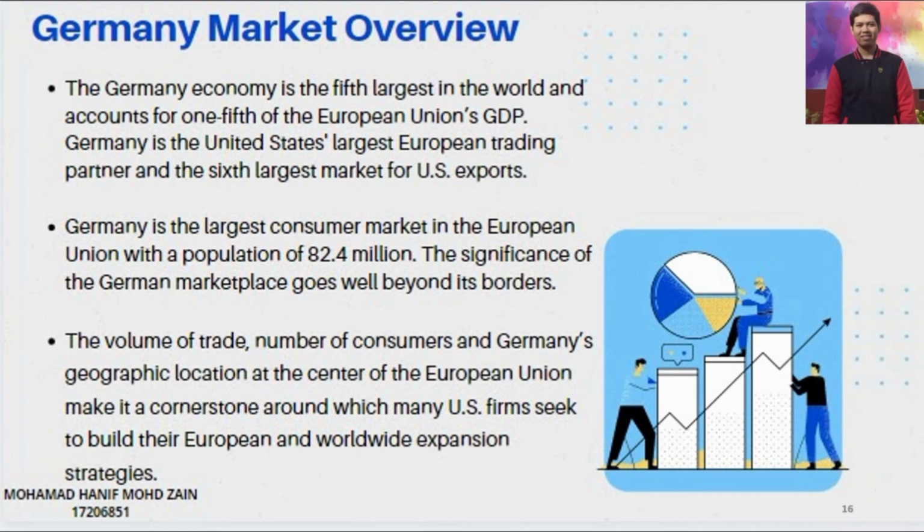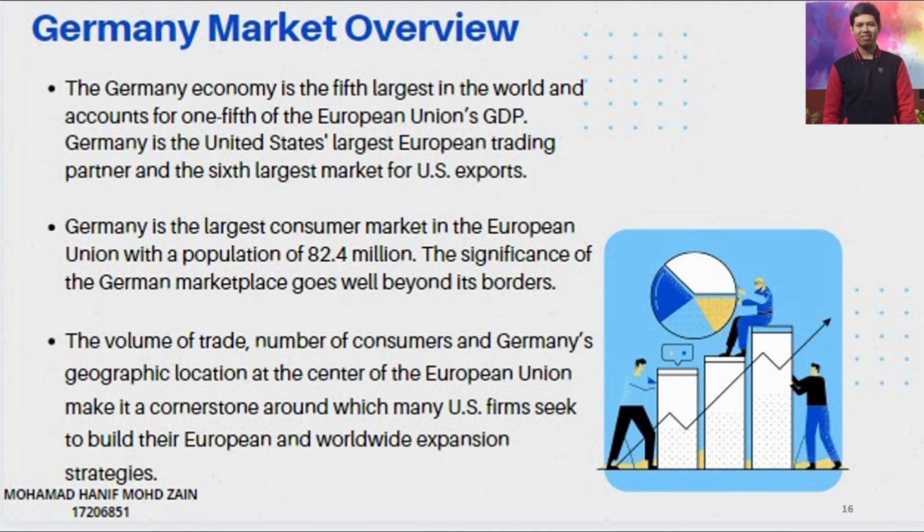Germany market overview. The German economy is the fifth largest in the world and accounts for one fifth of the European Union GDP. Germany is the United States' largest European trading partner and the sixth largest market for US exports. Germany is the largest consumer market in the European Union with a population of 82.4 million. The significance of the German marketplace goes well beyond its borders.